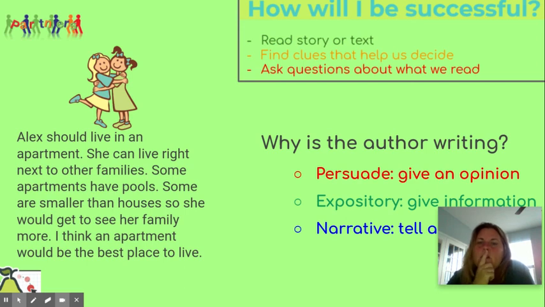So now we have to ask ourselves the questions about what we read. All right, why is the author writing this? To persuade us? Give us an opinion? Well, she was trying to say that Alex should live in an apartment and giving all the reasons why. So I think they were trying to persuade us to live in an apartment. Were they giving us information? A little bit, but mostly trying to persuade us into living in an apartment. Telling a story? Not really. So if you picked persuasion or persuade, give an opinion, you were right.